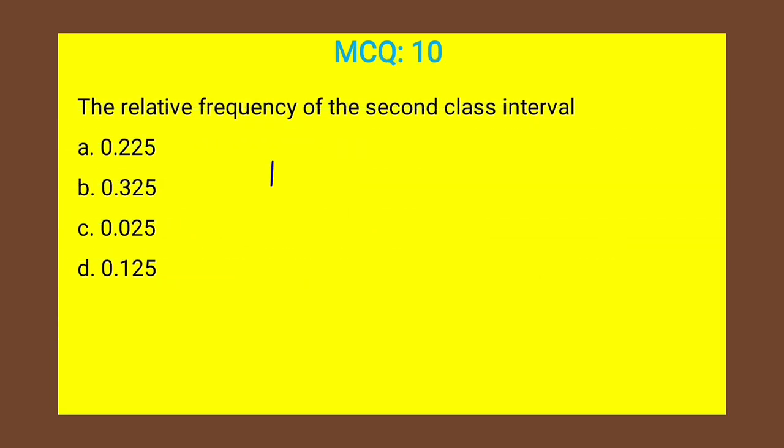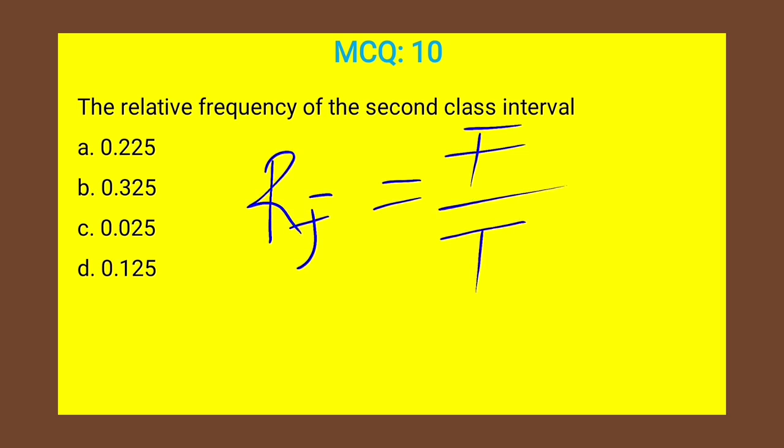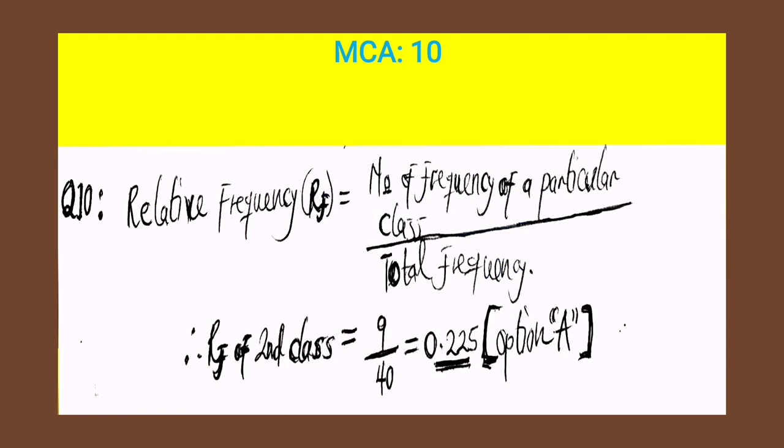To find relative frequency, I always denote it as the frequency of that particular class divided by the total frequency. We want to know the number of times that class is occurring. That's what we always use to find the relative frequency. So let's see the summary result. The relative frequency is the frequency of a particular class divided by the total number. For the second class, the frequency was 9, and the total frequency was 40 in the question.